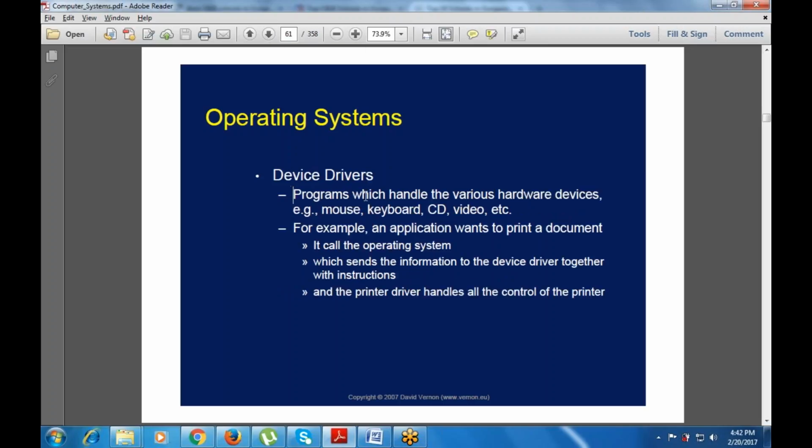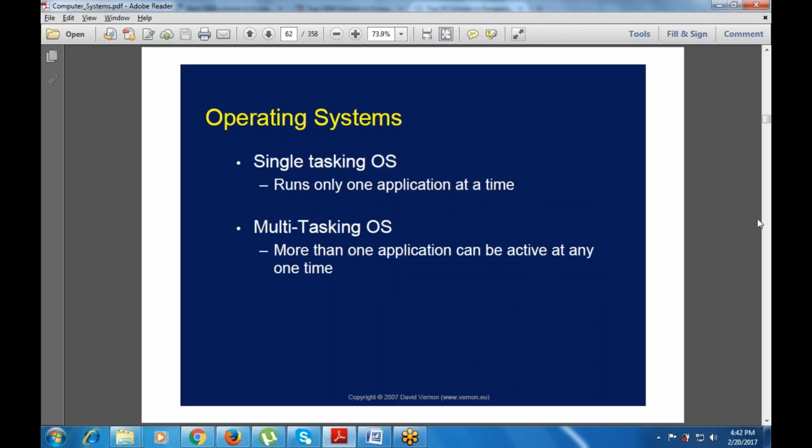Then there is a device driver which handles the various hardware devices, for example mouse, keyboard, CD, video, etc. For example, an application wants to print a document; for that the operating system sends the information to the device driver. Then the printer driver also handles all the controls of the printer. You just read out all these things.